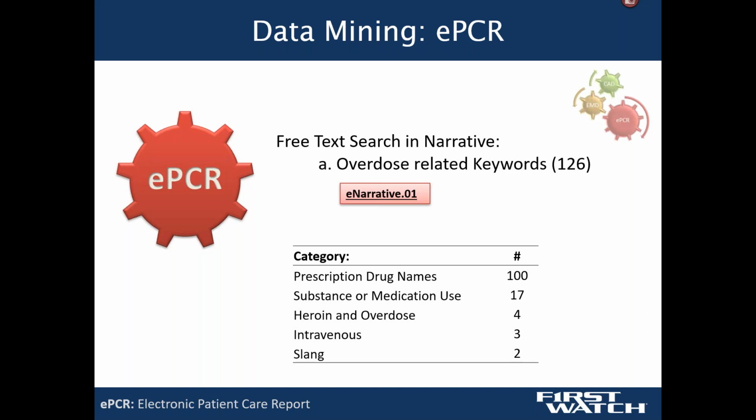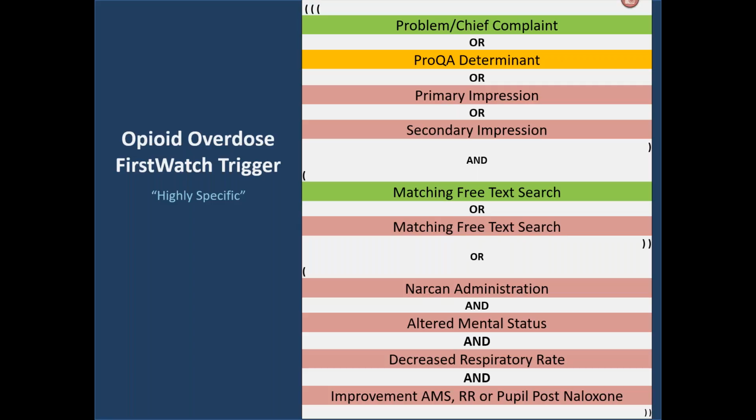So, we have all our 3 data sources. We have all of our data elements. We have all of our descriptions. So now I want to show you a couple of examples of opioid overdose triggers, or more case definitions, that we have built. So I'm going to show you 2.